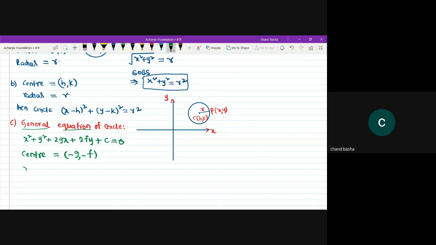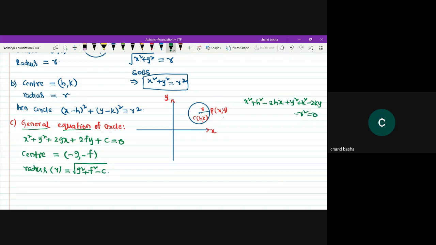And the radius of the circle will be r is equal to the square root of g square plus f square minus c. Sir, how can we get this c point? If you expand this, let us see here: x square plus h square minus 2hx plus y square plus k square minus 2ky. That r square I'll take on the left hand side.